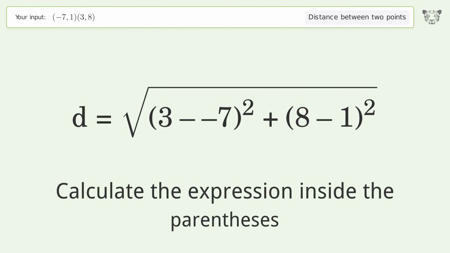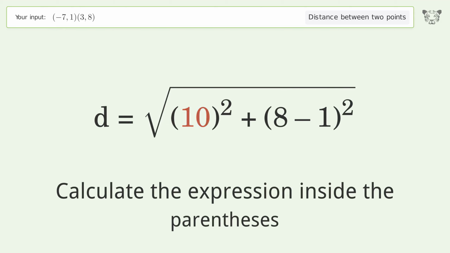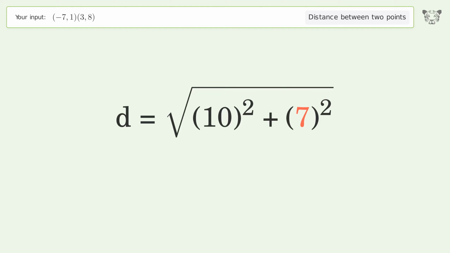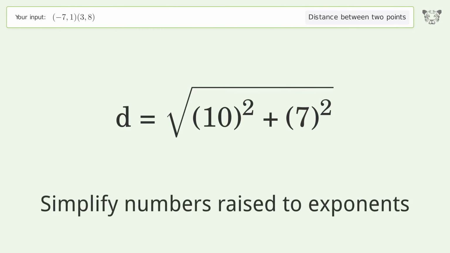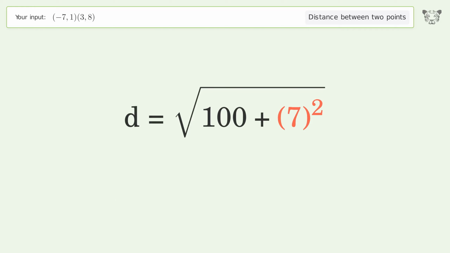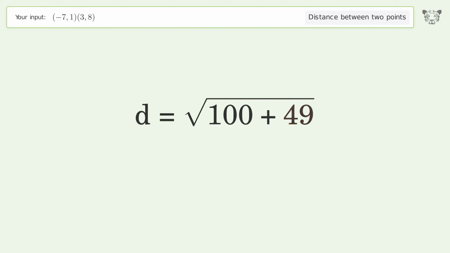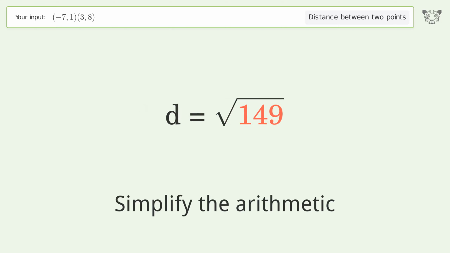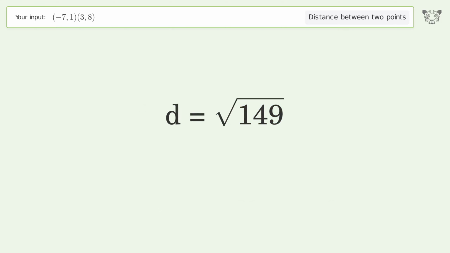Calculate the expression inside the parentheses. Simplify numbers raised to exponents. Simplify the arithmetic. And so the distance between the 2 points is the square root of 149, or 12.207.